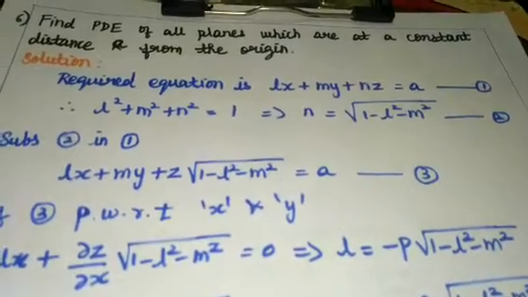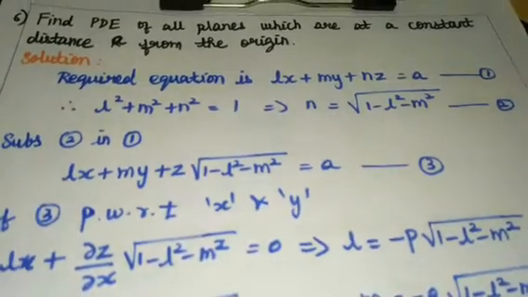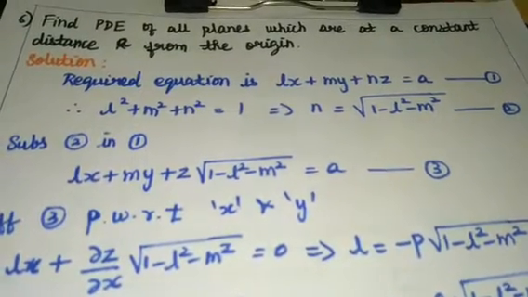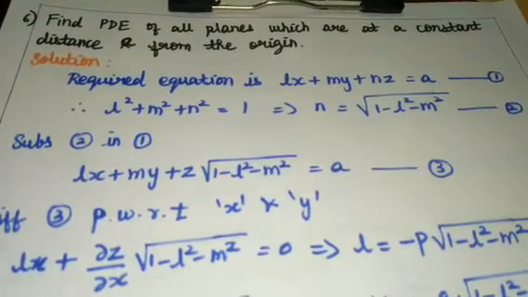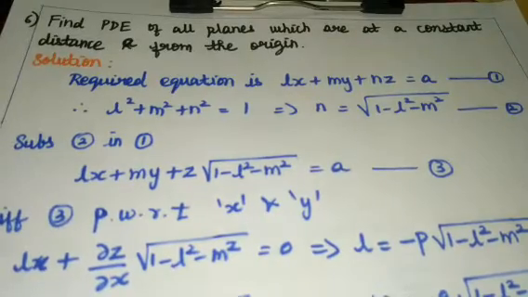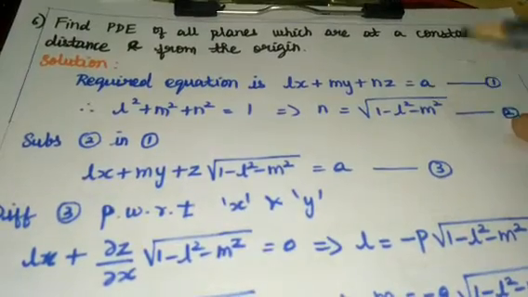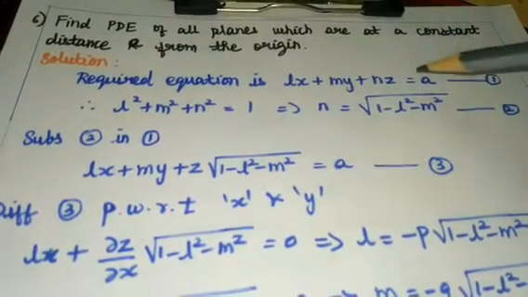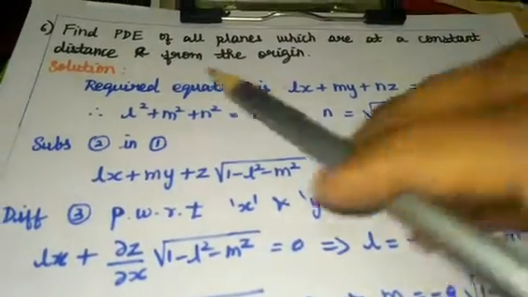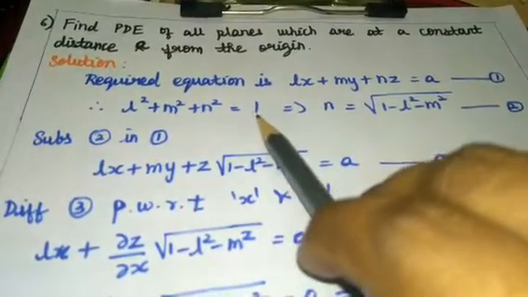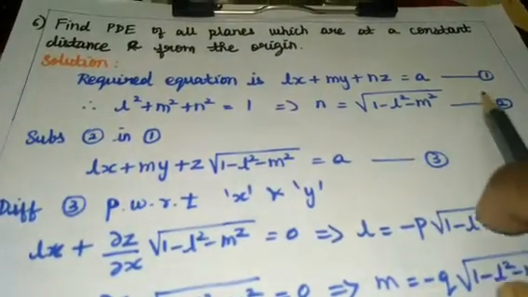Here the question is: find the PDE of all planes which are at a constant distance a from the origin. So here the required equation is lx plus my plus nz equal to a. If they ask for planes at a constant distance k from the origin, we just put k here instead of a. So from this we can say l square plus m square plus n square is equal to 1. So n is equal to root of 1 minus l square minus m square. Take it as the first equation.